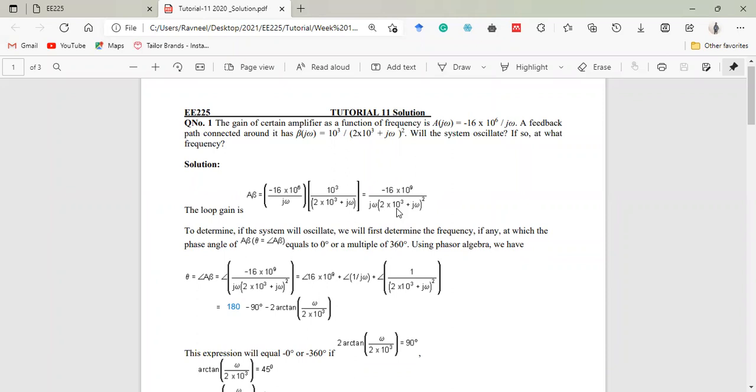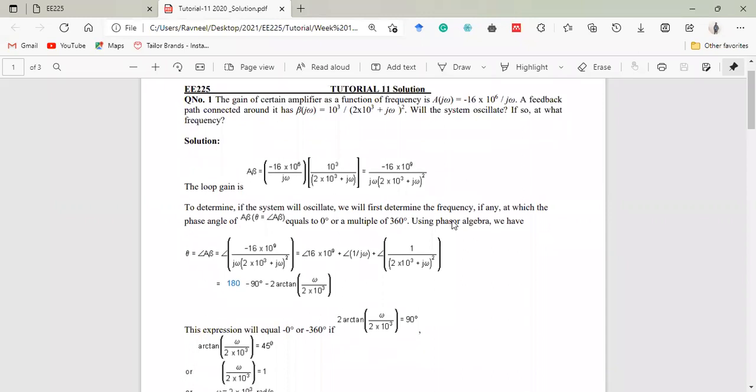Now the next step is to calculate the phase of the system. To determine if the system will oscillate, we first determine the frequency, if any, at which the phase angle of A times beta equals 0 degrees or a multiple of 360 degrees. Using phasor algebra, we have to find the phase of the loop gain that we have just calculated.